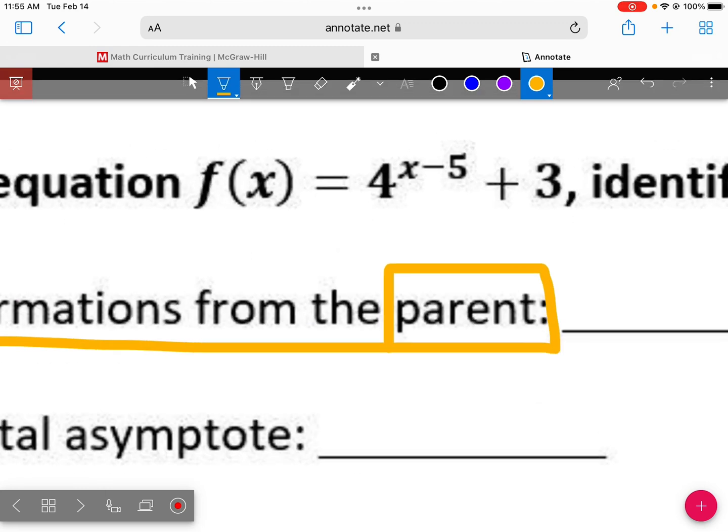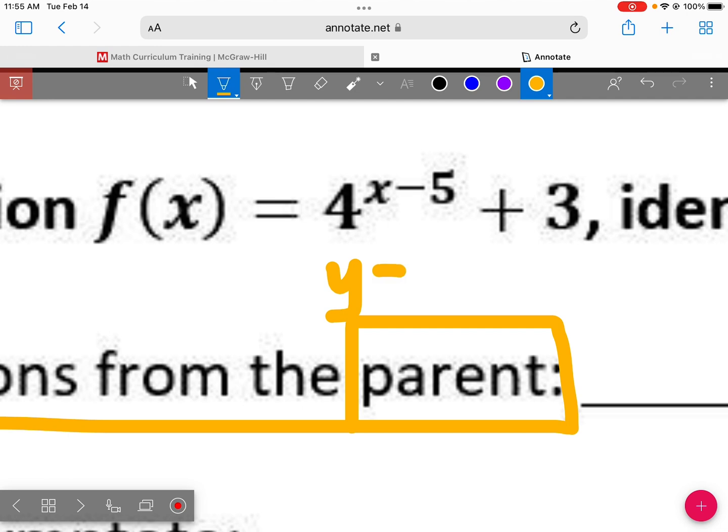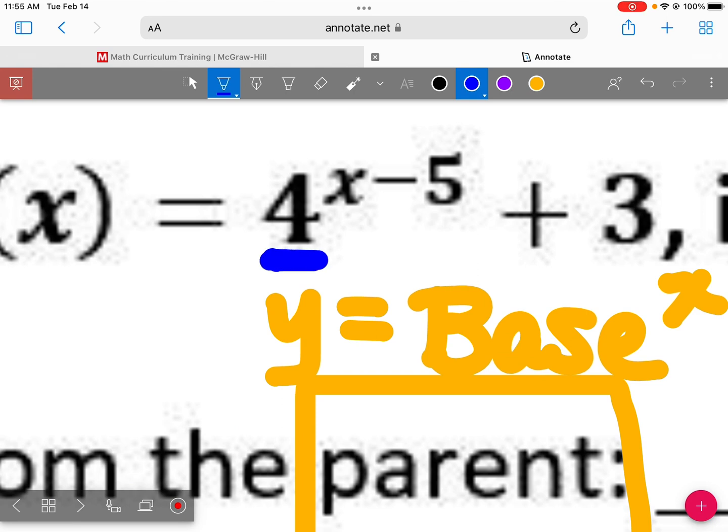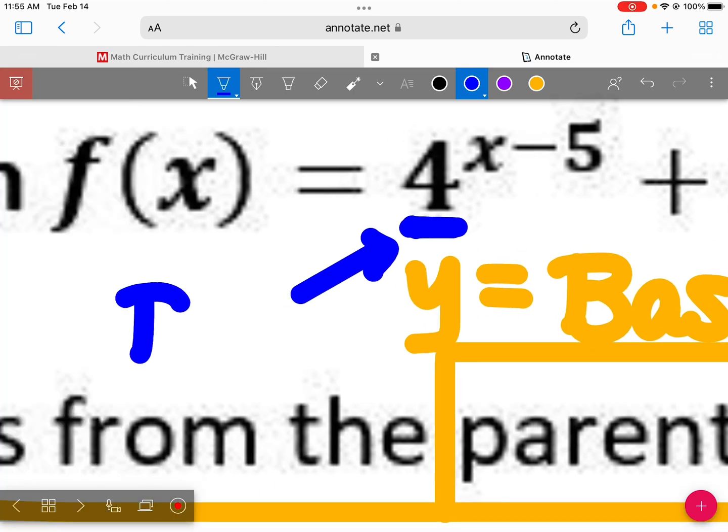So the parent is y equals the base to the power of x. How do I know which piece is the base? On one of these equations with transformations, whatever has an exponent on it. What has an exponent here? 4. This is the base.